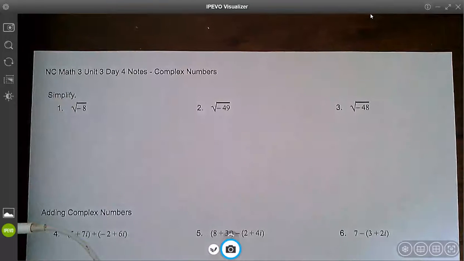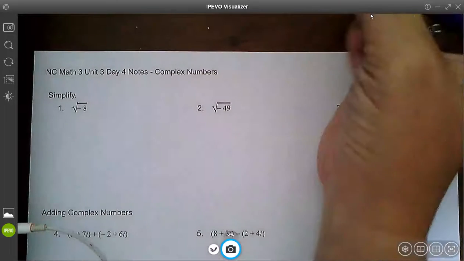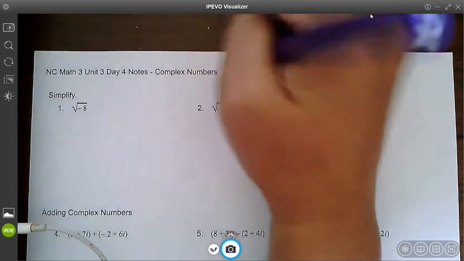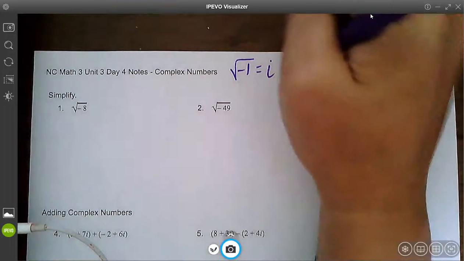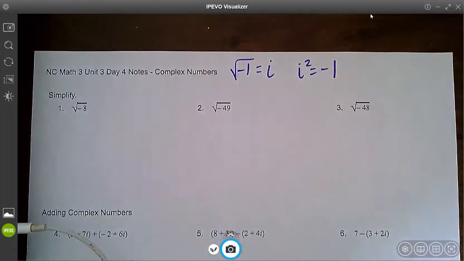Math 3, Unit 3, Complex Numbers. The biggest thing with complex numbers, and we've touched on this already as a review from Math 2, is the square root of -1 is equal to i. We're looking at a whole new number system, and i squared equals -1. So if you can remember those two things, then you can make this work.